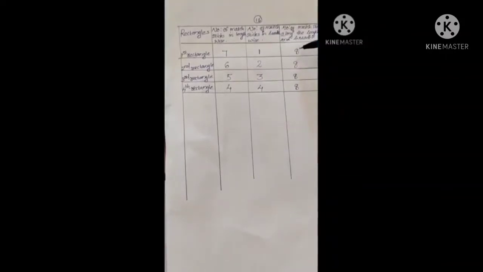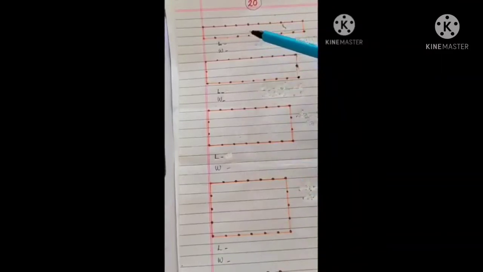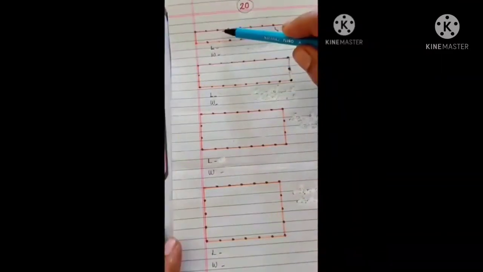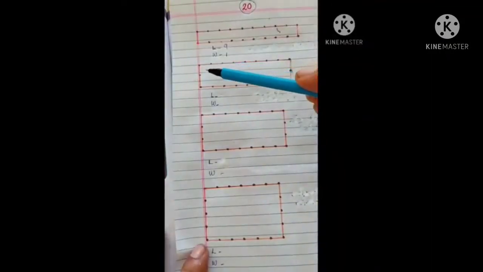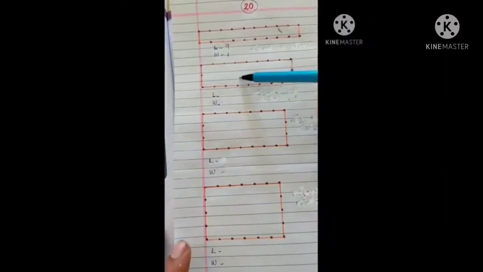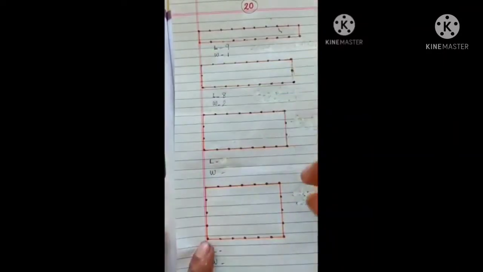In order to understand more, I will give one more example. By using 20 matchsticks, we can make 5 different rectangles. Look at the first rectangle formed by 20 matchsticks. Here 9 matchsticks long and 1 matchstick wide. Then what about the second rectangle? Here 8 matchsticks long and 2 matchsticks wide.